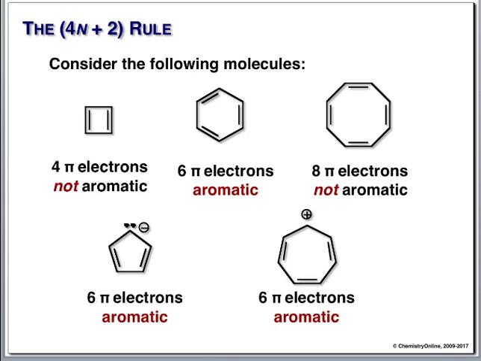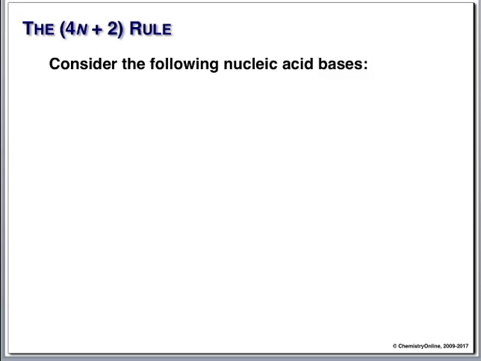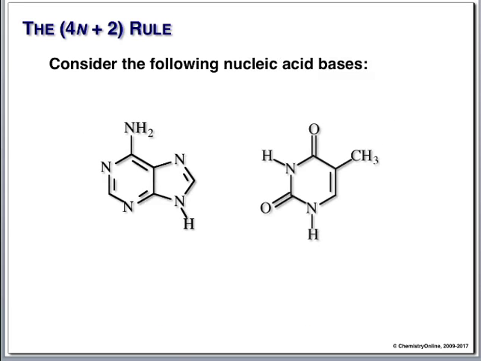Now our Huckel numbers go 6, and then 10, and then 14, and then whatever. So remember, it's 2N plus 4. Or is it 4N plus 2? 4N plus 2. It's one of those. All right, so let's look at our nucleic acid bases here.